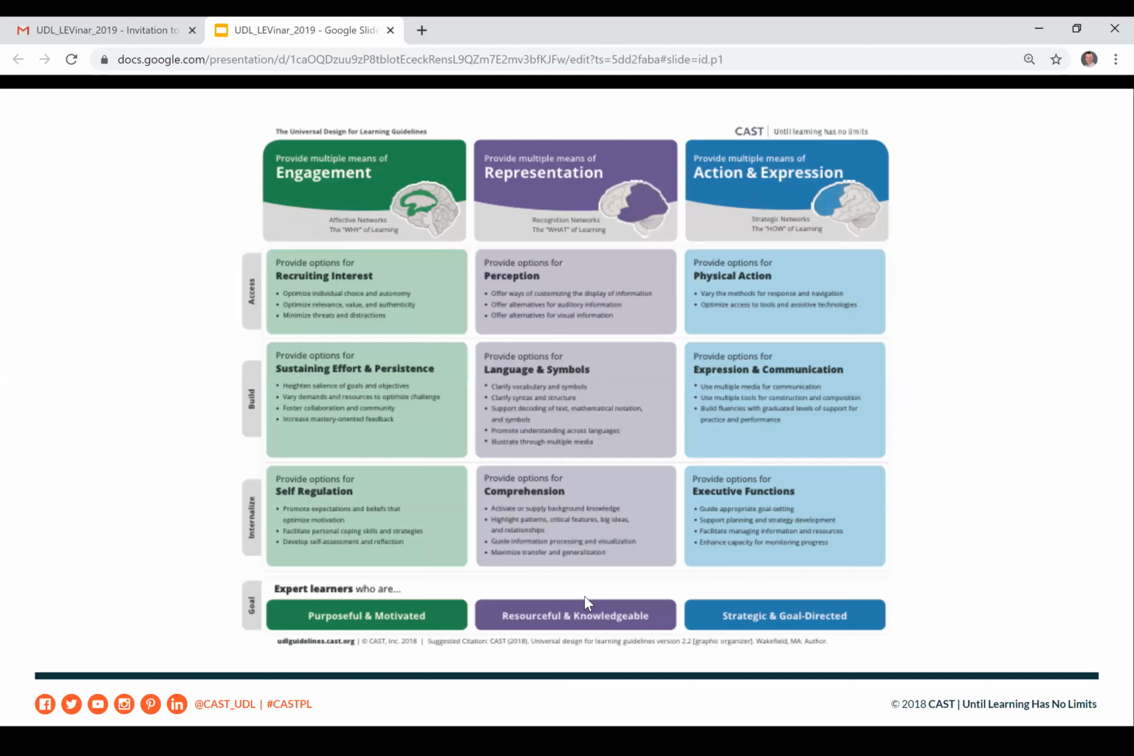So when we put it all together, we have these lovely, beautiful guidelines, and you read them from top to bottom and left to right. And when implemented, they help teachers provide access to the curriculum to build students' knowledge and capacity to internalize their learnings. This is all to bring students on the path to becoming an expert learner.